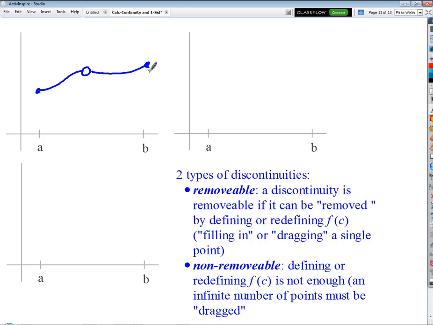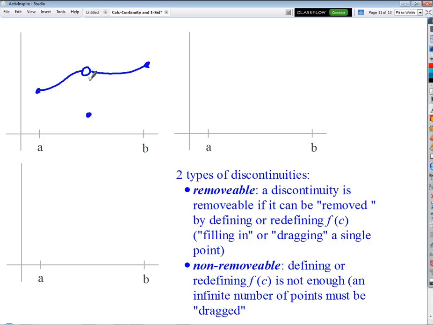Agreed? All I have to do is fill in a point, okay? Or even that is removable, right? All I have to do is drag a point, just redefine the function at that one point, and I'm fine. So they're minor repairs, right? Minor repairs. All we have to do is just fix a single point, redefine the function at a single point, and we're set. Okay?